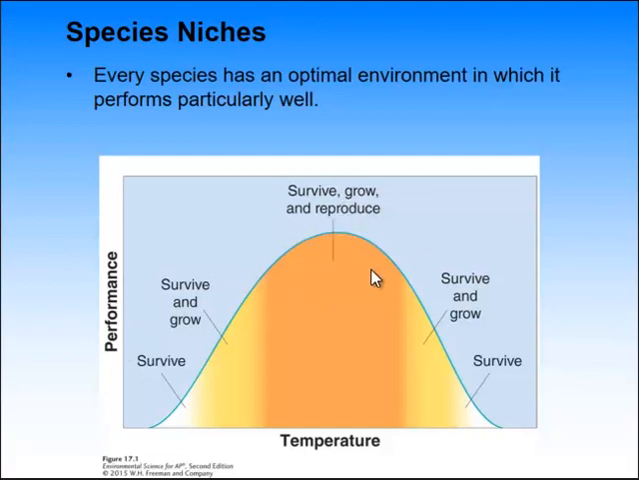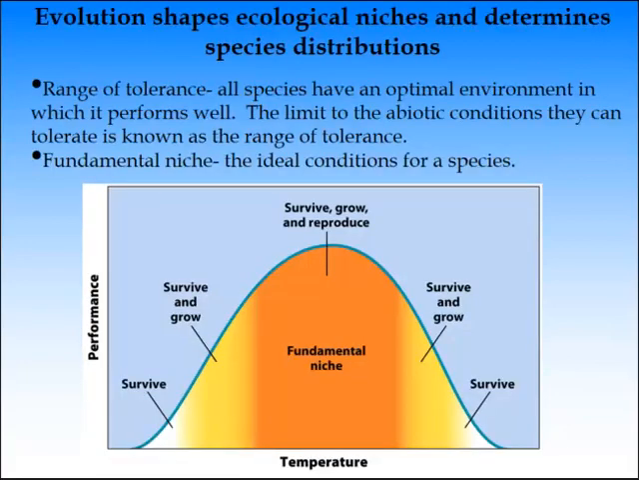If they leave this orange zone, okay, this is their perfect, realized, and fundamental niche, then they're not going to reproduce anymore. It creates stress on the system for a plant or an animal. Well, then they'll survive and they'll grow. If they leave this zone, they're going to perform even lower, and they're only going to survive. Get it? The organism graph here is shown to be in its fundamental niche when the temperature ranges within the orange zone. That's what you got to remember.